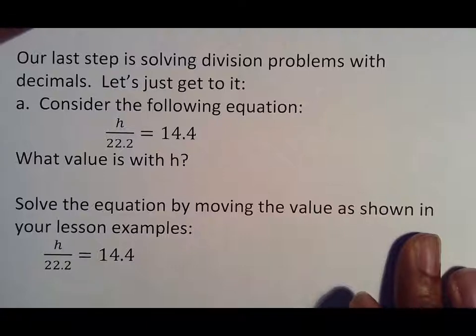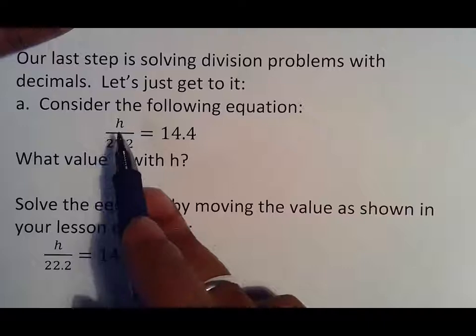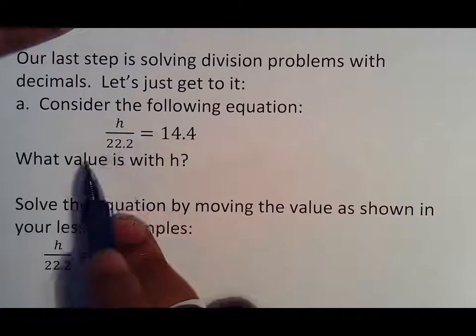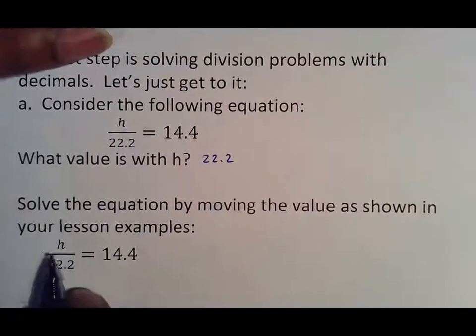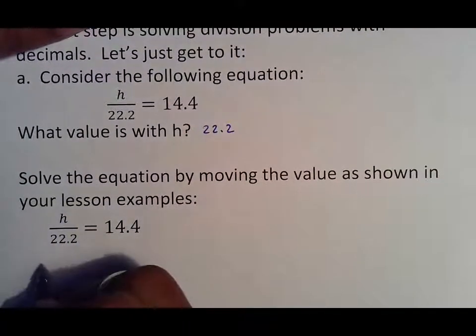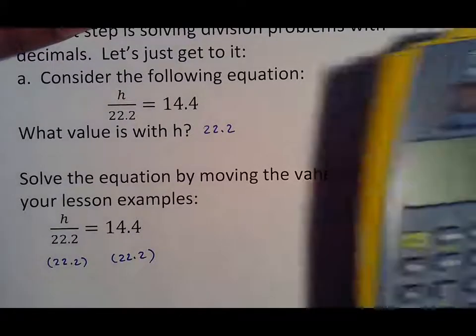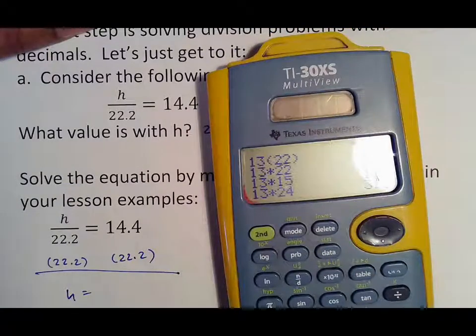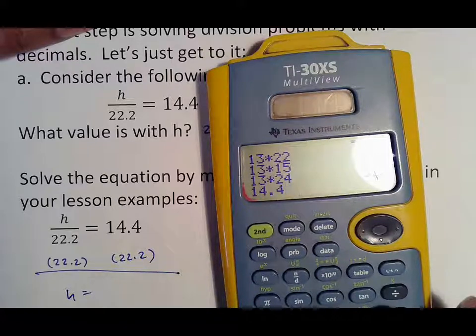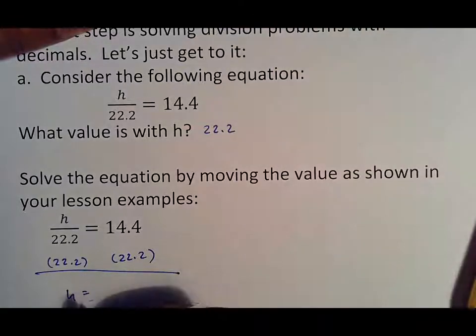So, if we just look at it for what it is, it shouldn't be so bad. You just got to make sure you use your calculator. So h over 22.2 equals 14.4. What values with h? Obviously 22.2. How do you move this 22.2 if it's h divided by 22.2? And that would be by multiplying by 22.2 on both sides. H then comes down, 22.2 cancels out, and we just type in 14.4 times 22.2, which is 319.68.